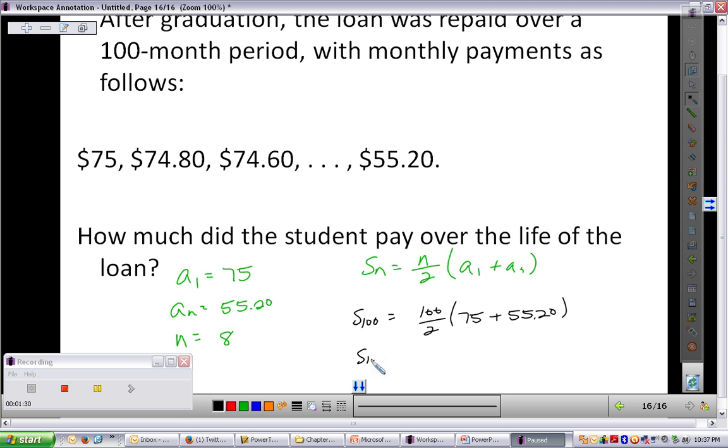100 divided by 2 is just 50, so s sub 100 equals 50, all times 55.20 plus 75 is 130 and 20 cents. Multiply that by 50, and s sub 100, the sum of all those payments added up, is going to be $6,510. So over that 100-month period, over those 8 years, you're going to pay $1,500 some in interest.